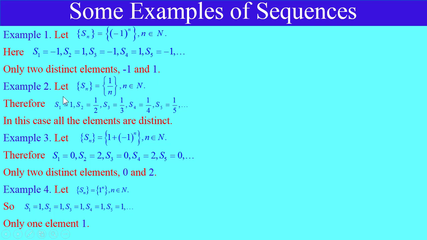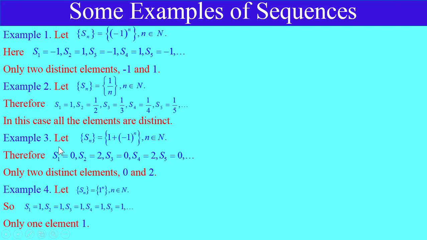Example 2. Let Sn is equal to 1 by n, where n belongs to N. Therefore, S1 is equal to 1, S2 is equal to half, S3 is equal to 1/3, S4 is equal to 1 by 4, S5 is equal to 1 by 5. In this case, all the elements are distinct.